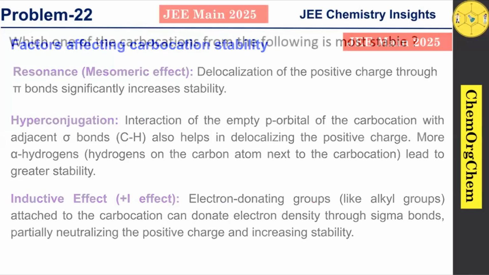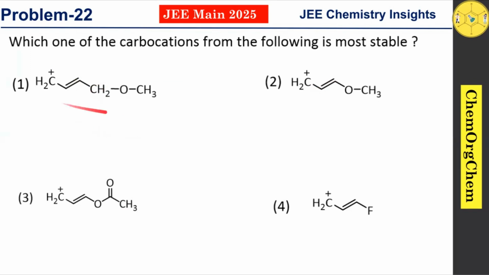So let's move to our question. Looking at all four structures, the first thing we notice is that in each case the carbocation is allylic. This is a huge stabilizing factor because the positive charge can be delocalized through resonance with the pi electrons of the double bond. So here we need to think about what other substituents, apart from this double bond, are present and affect the carbocation stability.